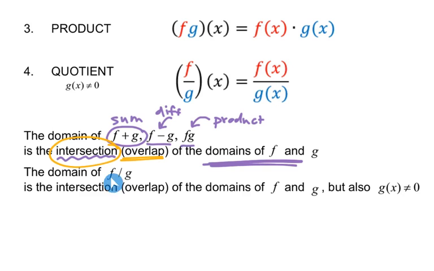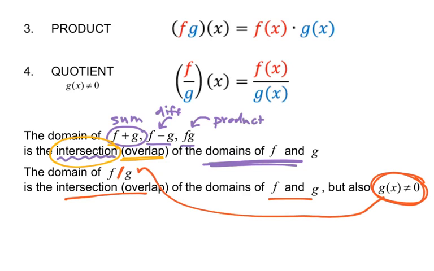And we have the same rule for the domain of f divided by g. It's still that intersection of those two original domains, but we just include this extra piece. We say, hey, whatever function is in the denominator, in this case g of x, is not allowed to equal 0. So I'm just going to jump into a couple of examples and let you know how you would apply these operations to two functions.